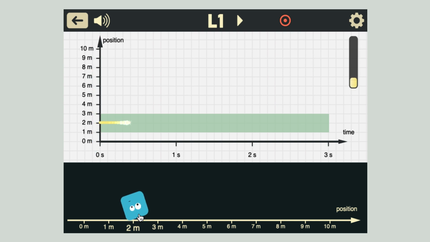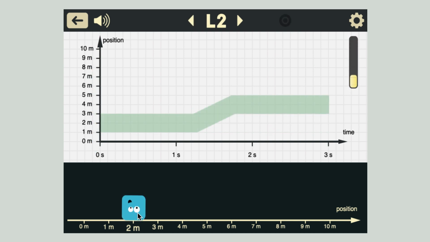He's flipping out there, but nice, 2 meter constant position. Did it, there's L1. And he was at rest. He was not moving, he had a velocity of 0.